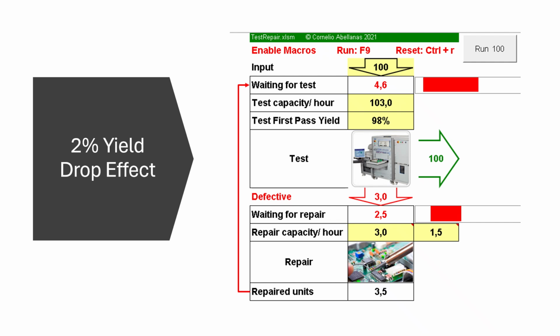Imagine that test first pass yield drops to 98% due to a problem upstream, maybe a supplier. To run 100 iterations, press button Run 100. We will need additional test capacity to also test again the repaired units. The standard deviation of the test capacity will typically increase also, and this will cause an accumulation of work in process, both before test and before repair. This increase of WIP will increase the overall lead time of the value stream.